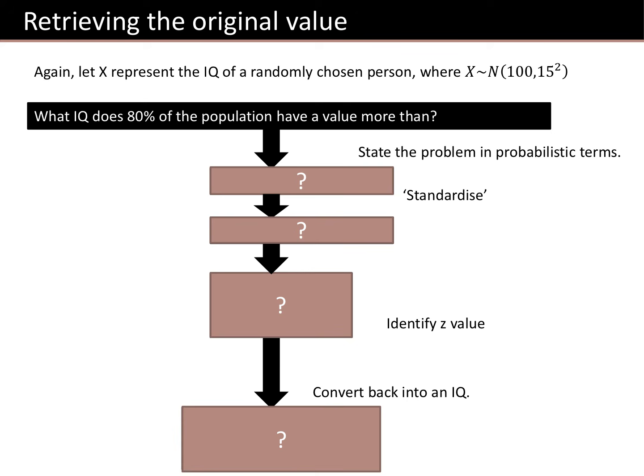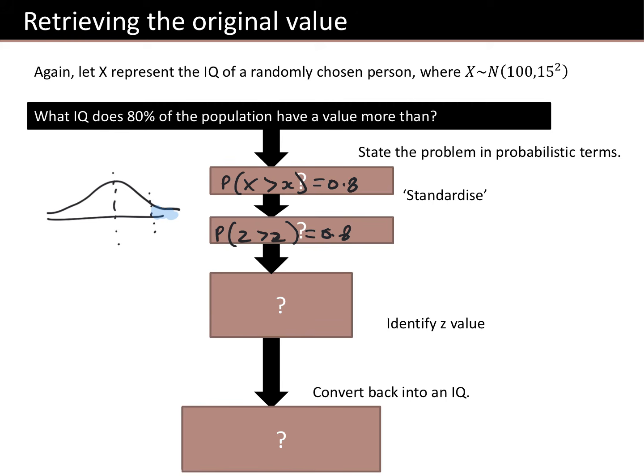Okay, what IQ does 80% of the population have a value more than? Okay, so we want greater than 0.8. So when we draw our graph, we want this part. So this is the probability of X being greater than x equals 0.8. So the probability of Z being greater than z being 0.8.